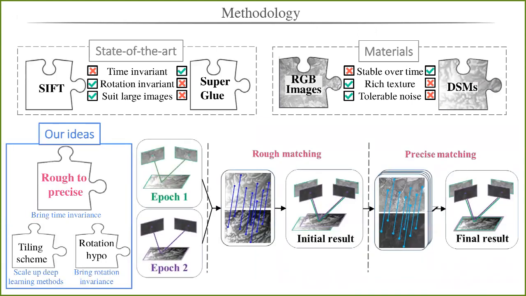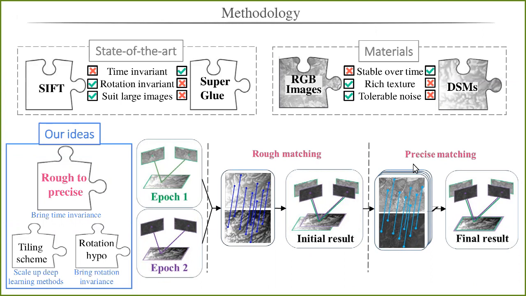Therefore, we came up with three ideas and used them in our workflow. The first idea, rough to precise, is our key idea. We firstly perform rough matching with DSM. It will give us an initial result which is robust because DSM is stable over time. Then we perform a precise matching to improve accuracy, leading to final results.